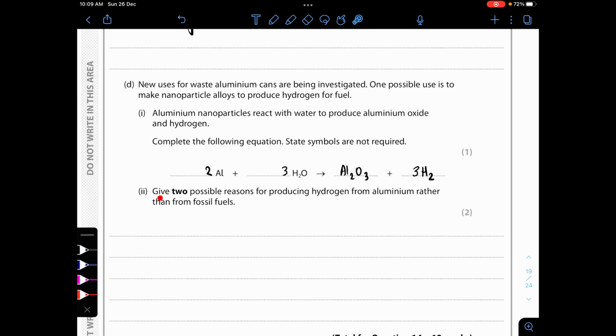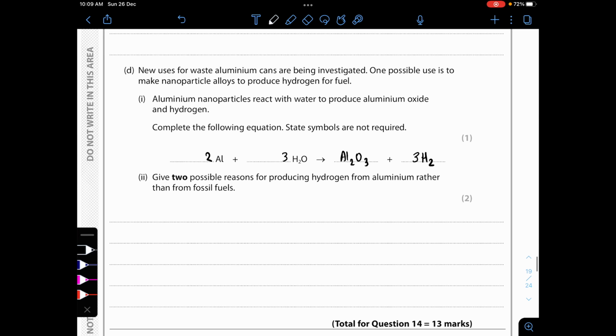So now it says give 2 possible reasons for producing hydrogen from aluminium rather than from fossil fuels. It's pretty simple. When we look at fossil fuels, all we have to say is that fossil fuels are non-renewable. Like that's easily 1 mark. Non-renewable, unlike water. That's 1 mark. And what about if we produce hydrogen?